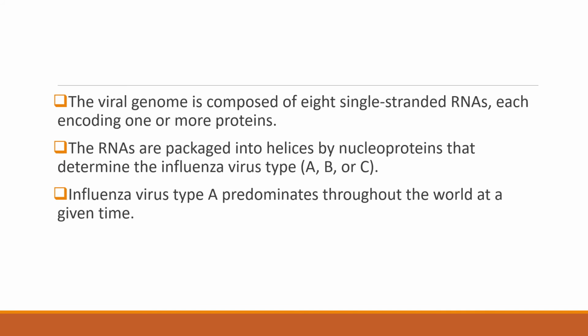The viral genome is composed of 8 single-stranded RNAs that encode one or more proteins, and these RNAs are packaged into helices by the nucleoproteins. That determines the influenza virus type, either A, B or C, and influenza virus type A predominates throughout the world and is the most common.